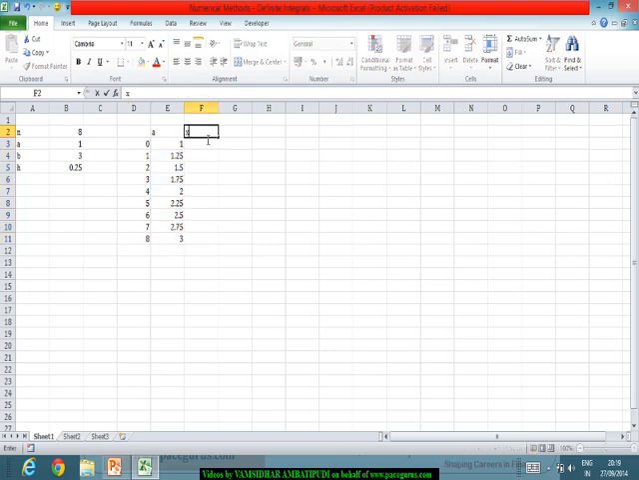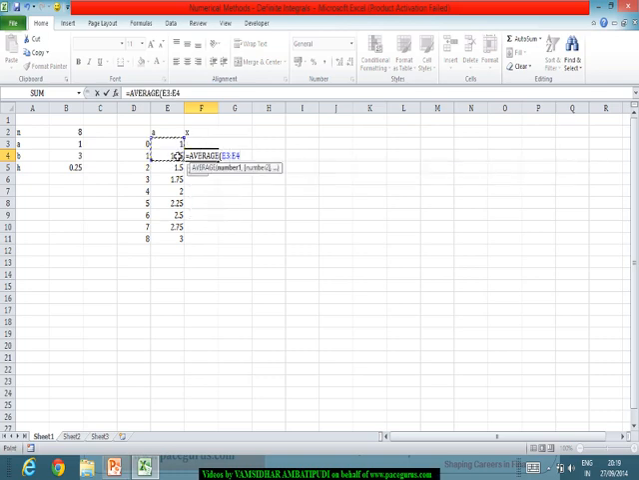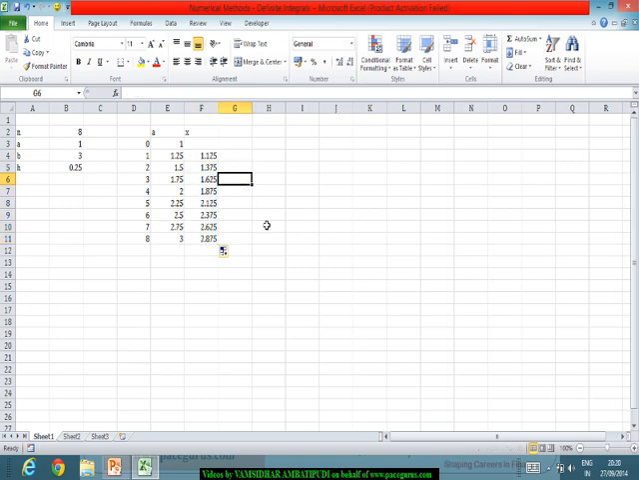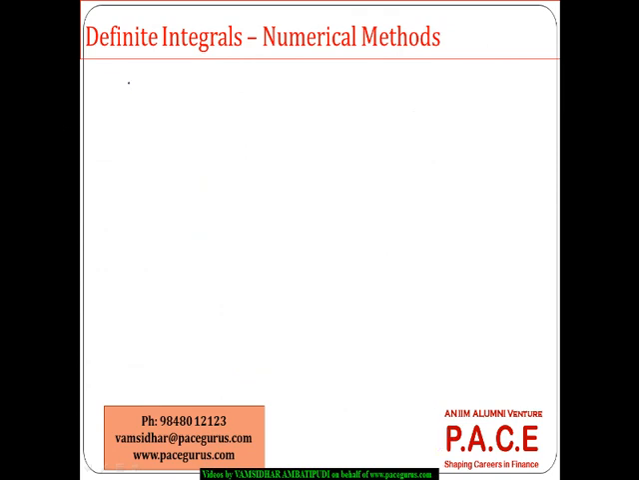Similarly, when I am looking at x starting from x1 onwards, it is nothing but the average of a0 as well as a1. So these are the values of x that are getting offered. These numbers, I am getting them ready so that I can solve my numerical quite comfortably. So now comes the usage of the midpoint rule.